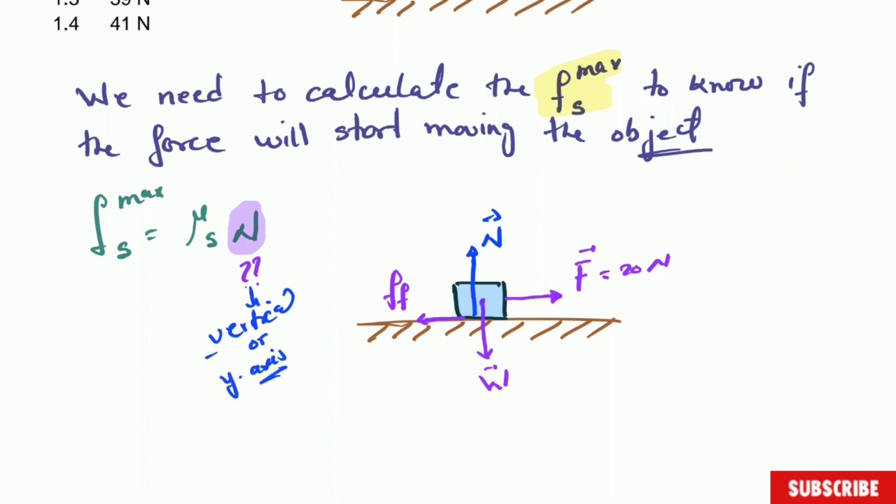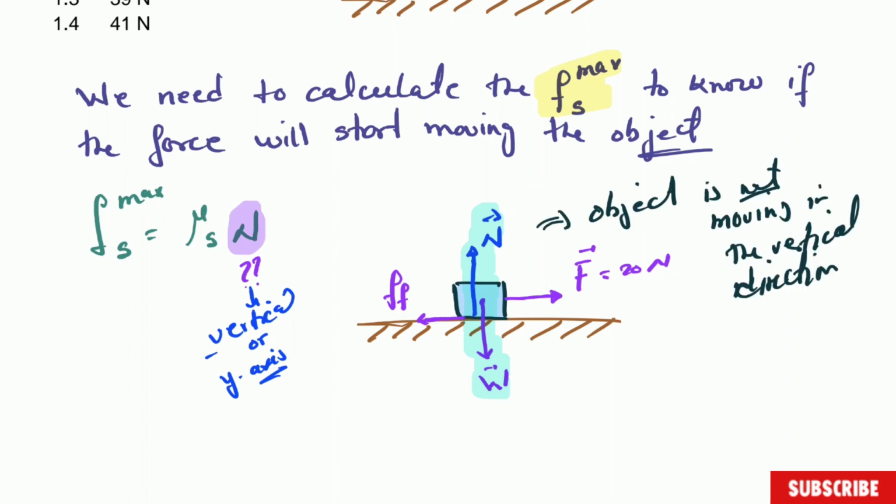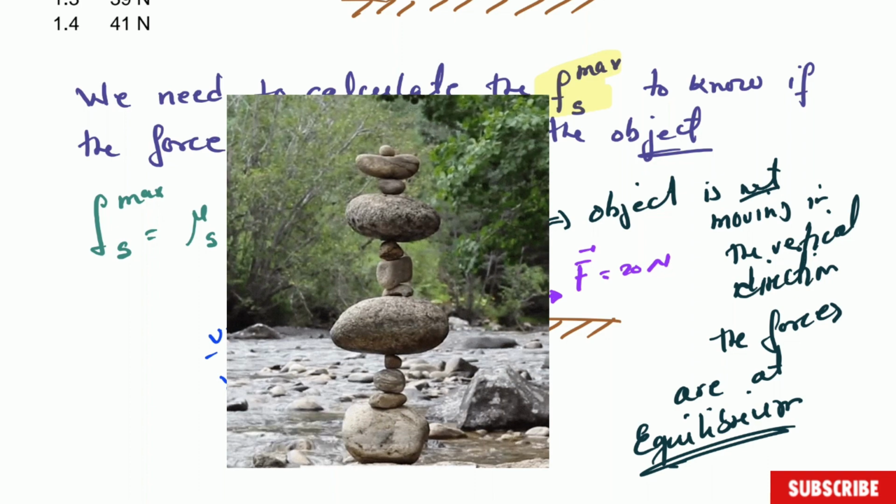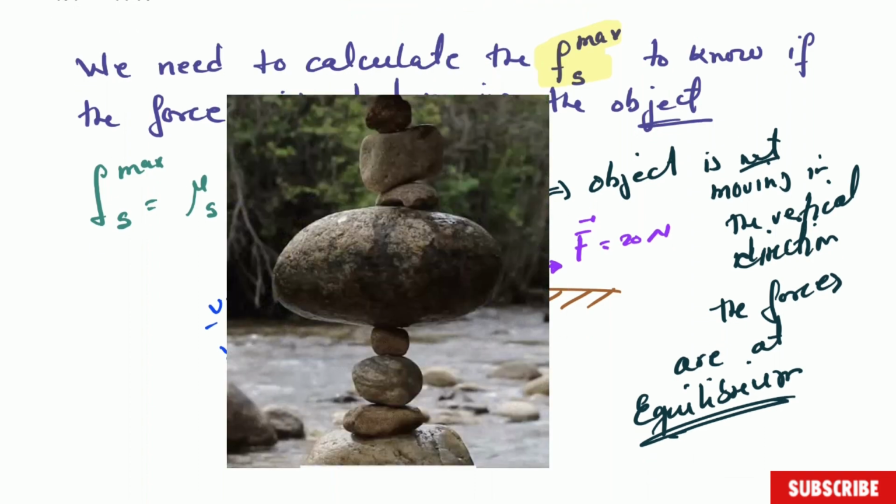Right? So, in other words, we are going to focus on what is on the vertical axis. Now, we know for sure that the object is not moving in the vertical direction. We don't know if it's moving horizontally, but definitely it's not moving up and down. That is important. Therefore, the forces are at equilibrium.